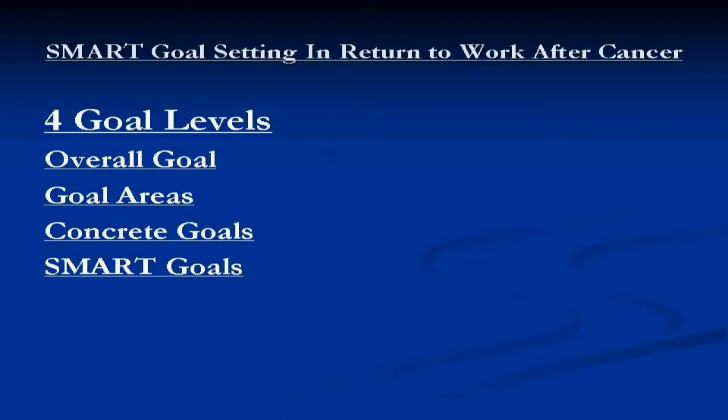Okay, so how does this goal setting strategy work? Well, the first thing I want you to know is that it's useful to think of goals as existing on 4 different levels. The first level of goal is your overall goal. The second are goal areas. The third are concrete goals within those goal areas. And the fourth are SMART goals.